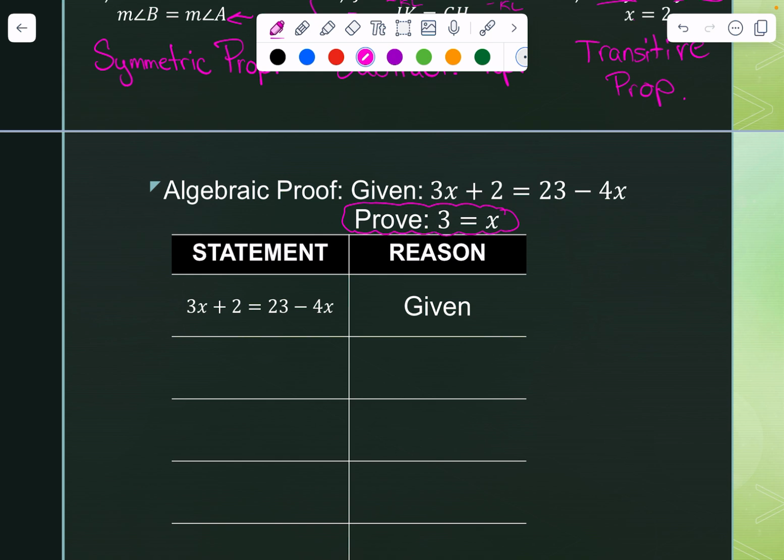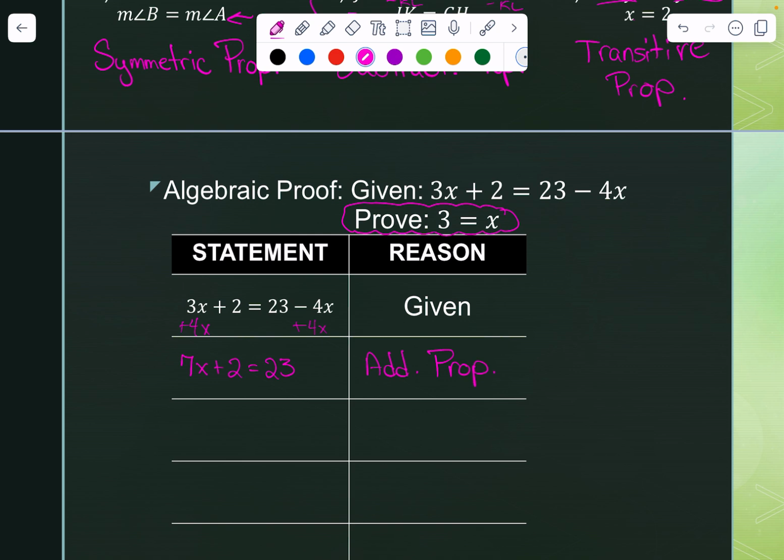If I look here, the first thing I would want to do is I would want to add 4x to both sides. I want to get my x's to the same side. So my second line is going to say 7x plus 2 equals 23. Let me do that. That is the addition property.